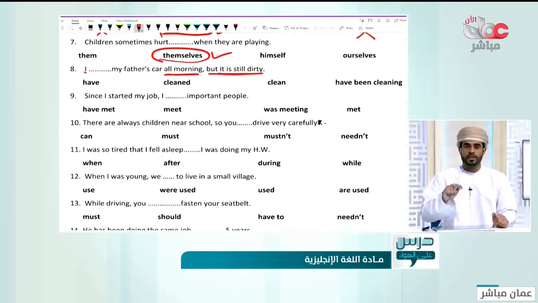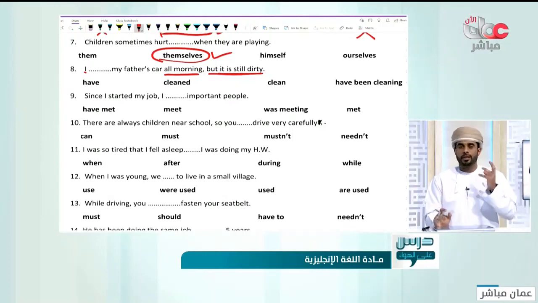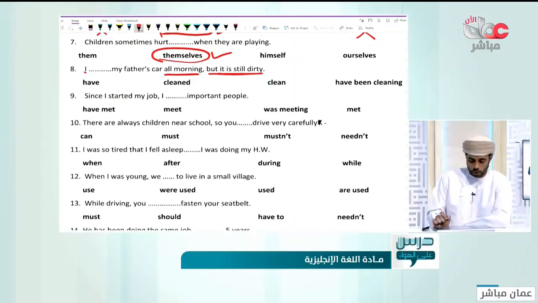Yes, because he said it is still dirty, because he is washing his car, and till now, for example, it is still dirty. So which tense would talk about something started in the past and still going on till now, and it took a long time? Which one do you think? Exactly, it is the present perfect continuous.